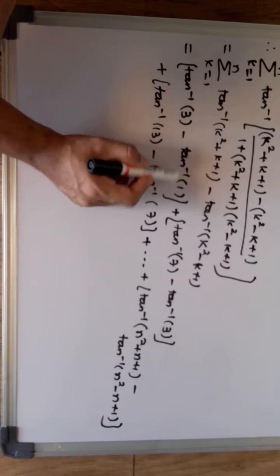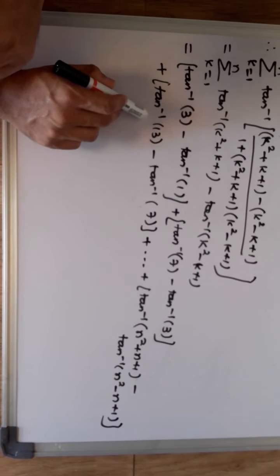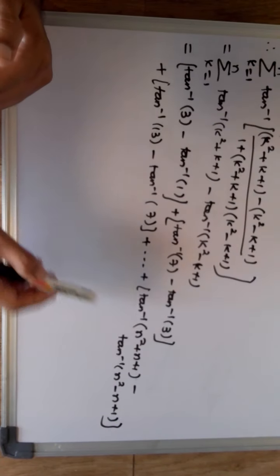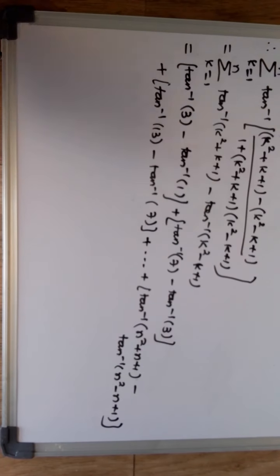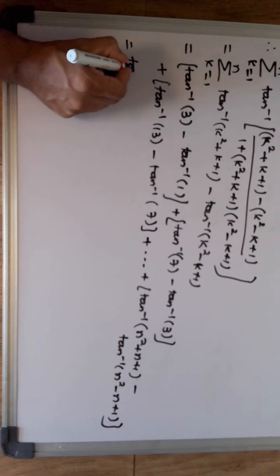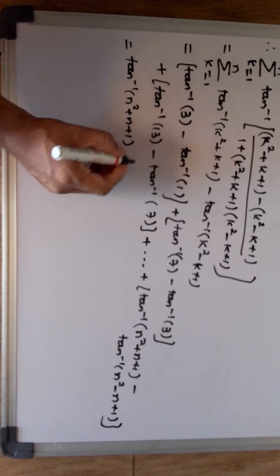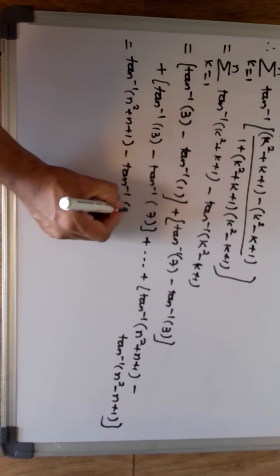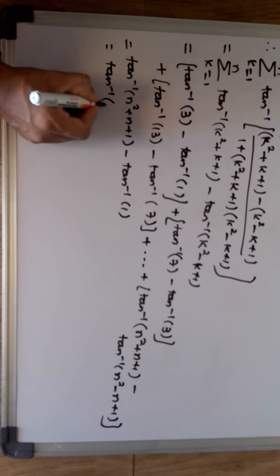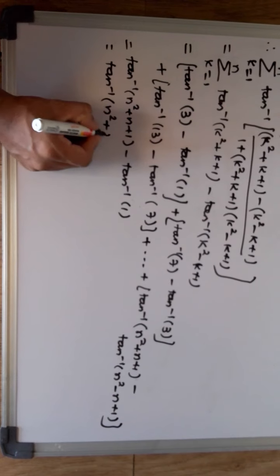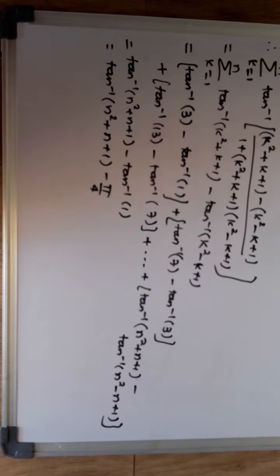Only this is going to remain till the end, and what remains is the previous one, that is, it cancels later on. So the last one, which is this one, this part will remain and this will cancel, right? So the final result that remains here is nothing but tan inverse of n square plus n plus 1 minus tan inverse 1. So the final answer should be tan inverse (n square plus n plus 1) minus tan inverse 1, which is nothing but pi by 4.